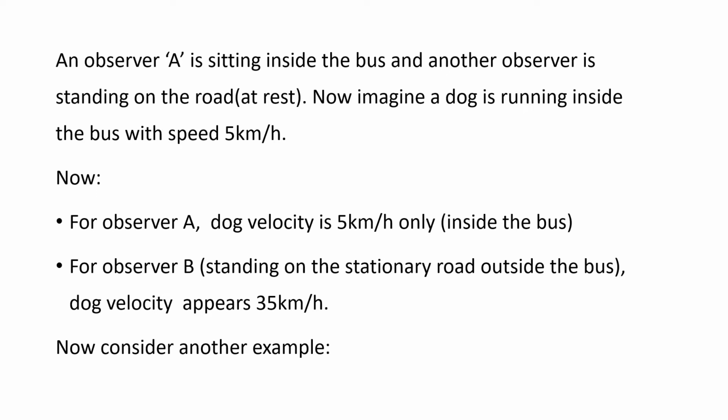For observer A, the dog's velocity is 5 km per hour because the dog is inside the bus with the observer in the bus, and both the bus and the dog are moving. It means that the frame of reference regarding observer A is the bus to observe the motion of the dog. In the other case, when the observer is standing outside the bus on the road, he sees the bus in motion and the dog in motion as well. You know that the bus is moving with 30 km per hour and the dog is moving with a velocity of 35 km per hour, and the observer outside the bus on the road is at rest.